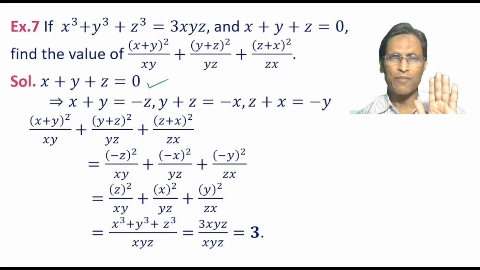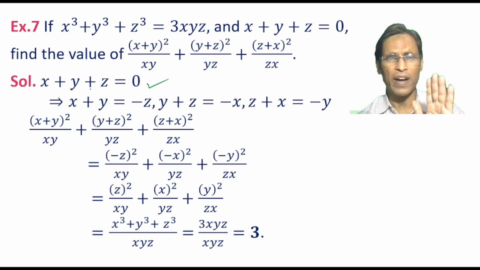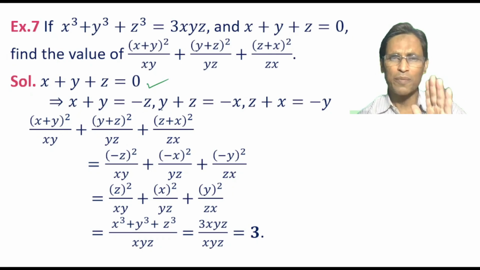So we can find the value of x plus y by taking z from left side to right side, and it will be in this case minus z. Similarly, y plus z can be equated as minus x and z plus x can be equated as minus y. Therefore, we find the value of required expression as x plus y to the whole square by xy plus y plus z to the whole square by yz plus z plus x to the whole square by zx.